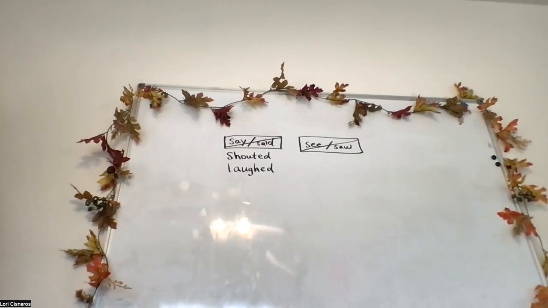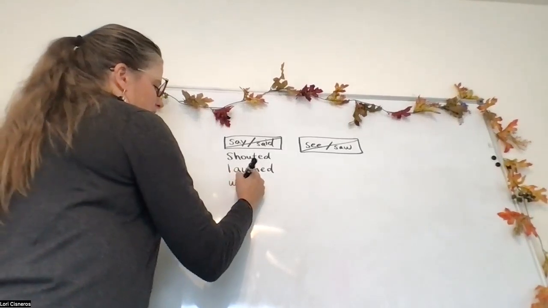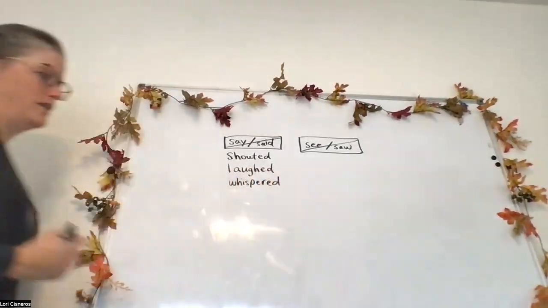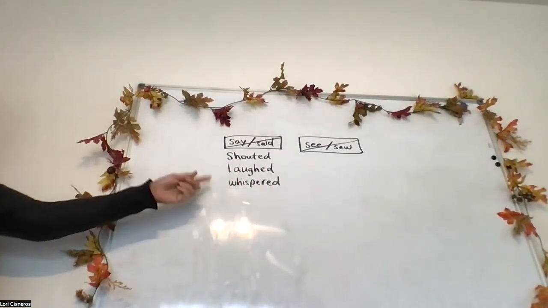What's like the opposite of shouted, if you wanted to say something? Quiet. Okay, but what is a way to say it quietly? Whisper. Whisper is a good one, especially if your character in your story is trying to be sneaky or quiet. So we got shouted, laughed, whispered.